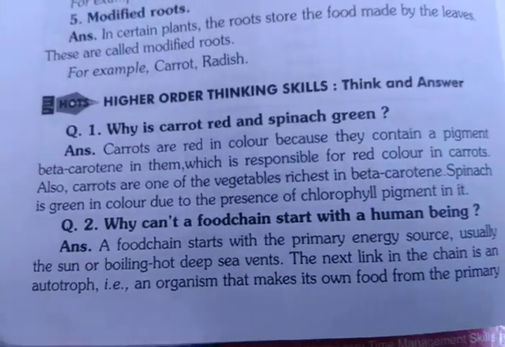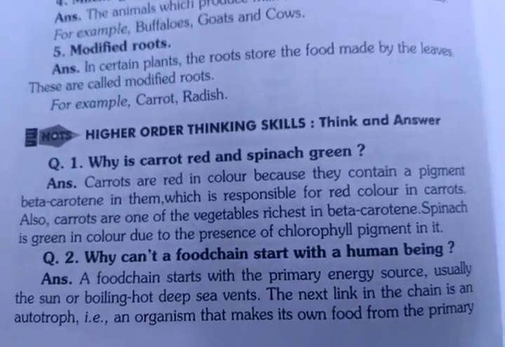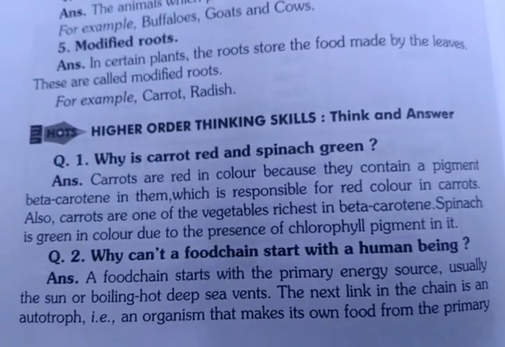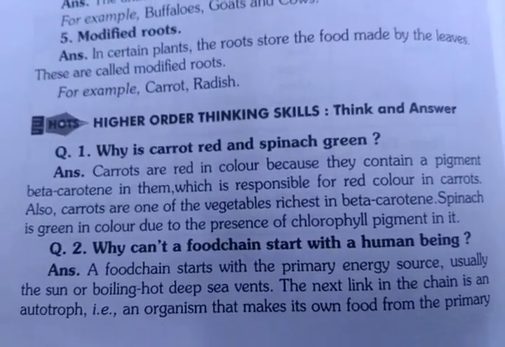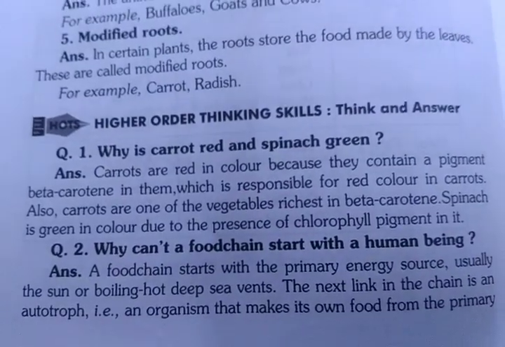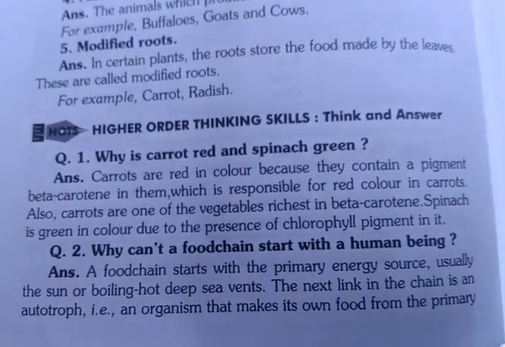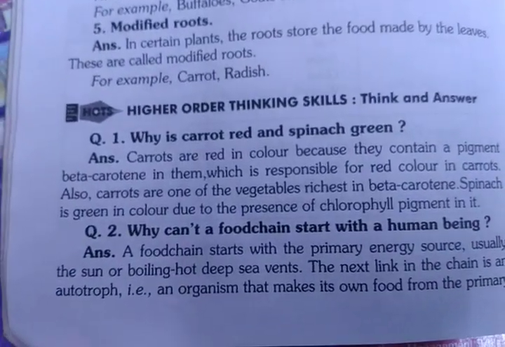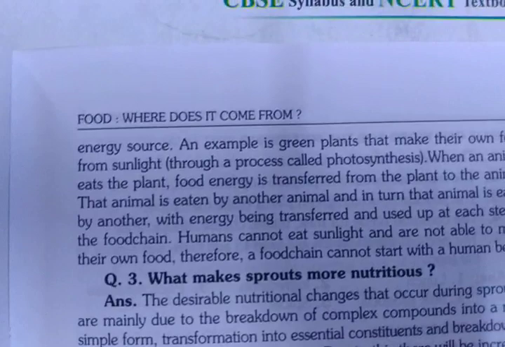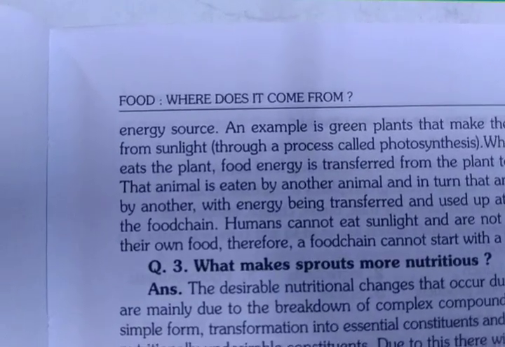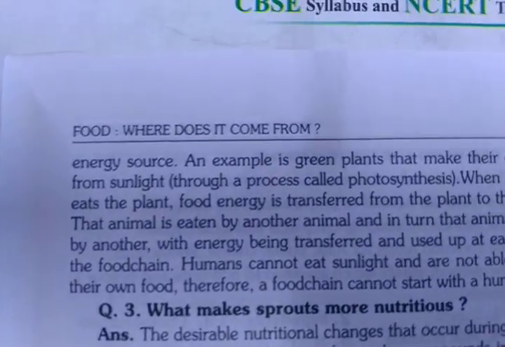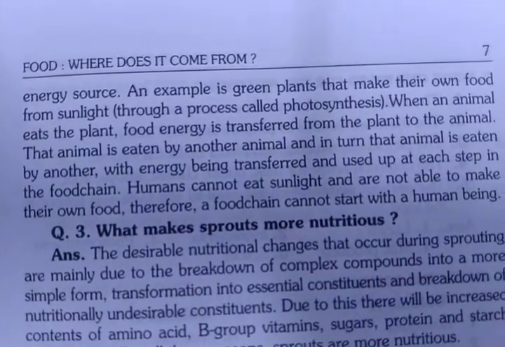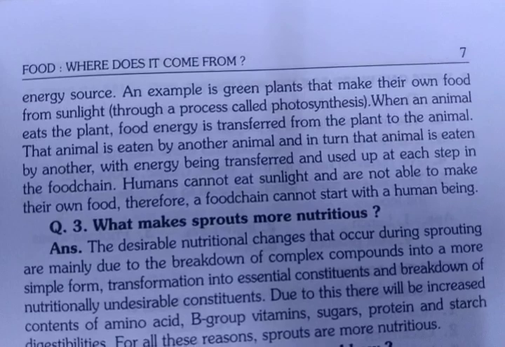Why can't a food chain start with a human being? A food chain starts with the primary energy sources, usually the sun or the boiling hot deep sea wells. The next link in the chain is an autotroph, that is an organism that makes its own food. Got it? So it can't start with a human being. An example of such an organism is green plants, which make their own food from sunlight through the process called photosynthesis.